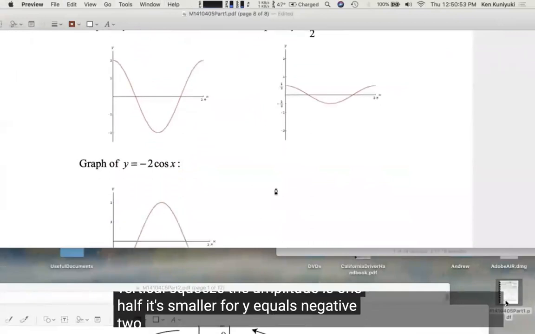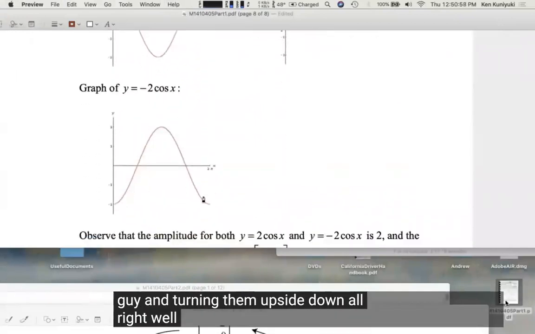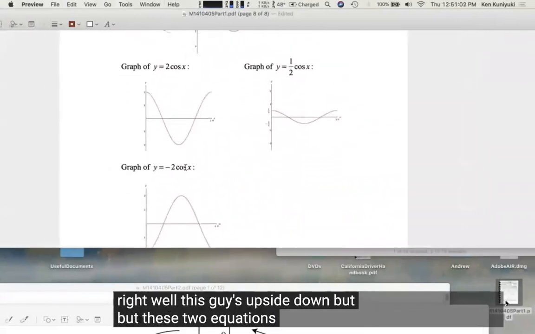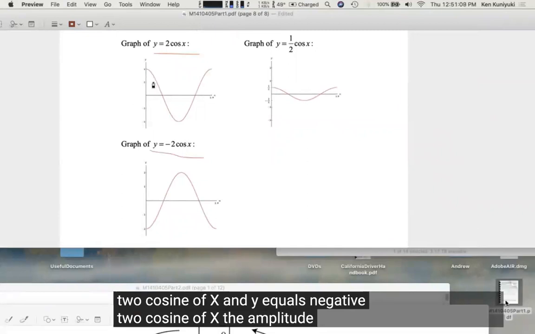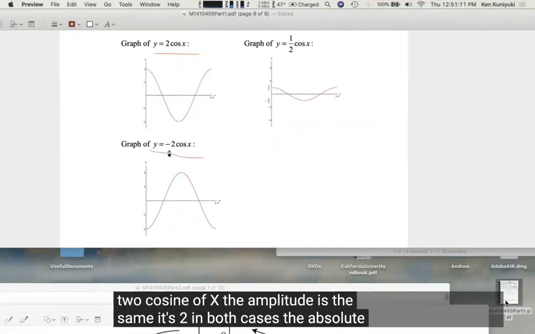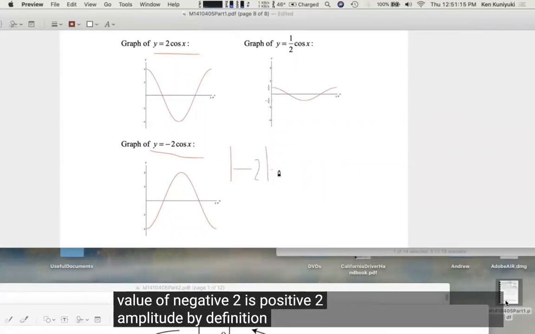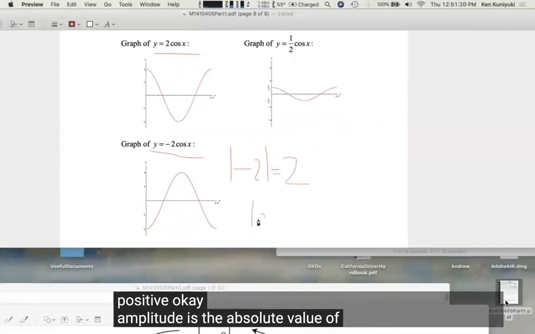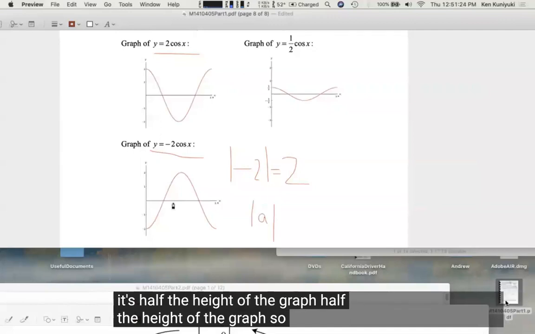For y equals -2 cosine of x, we're taking this V and turning it upside down. But these two equations, y equals 2 cosine of x and y equals -2 cosine of x, have the same amplitude. It's 2 in both cases. The absolute value of -2 is +2. Amplitude, by definition, is always positive. Amplitude is the absolute value of A, and it's half the height of the graph.